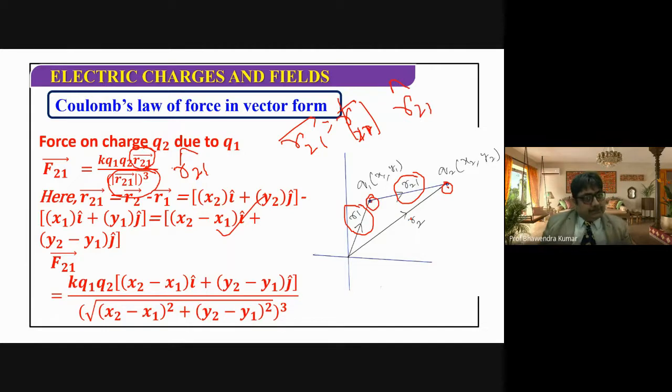Okay. So here I have taken only two coordinates, x2 minus x1, y2 minus y1. But if there are three coordinates, x1, y1, z1, x2, y2, z2, that will be x2 minus x1 i plus y2 minus y1 j plus z2 minus z1 k. Okay. Do you understand it? Yes? Very good.